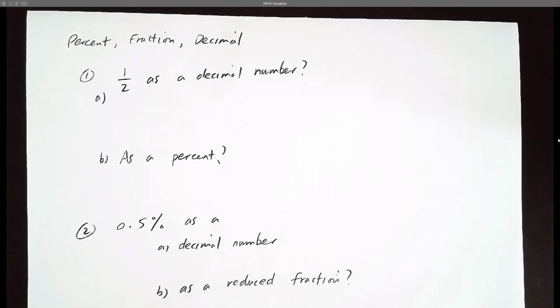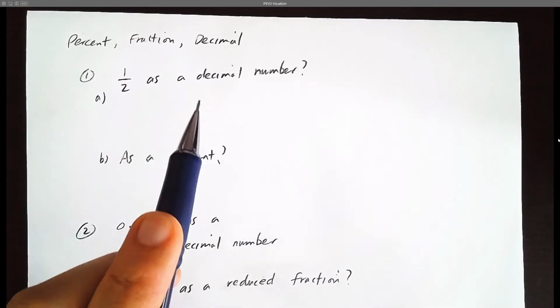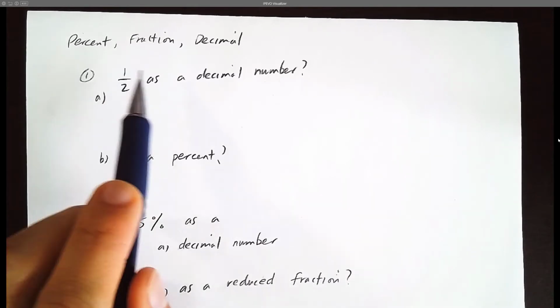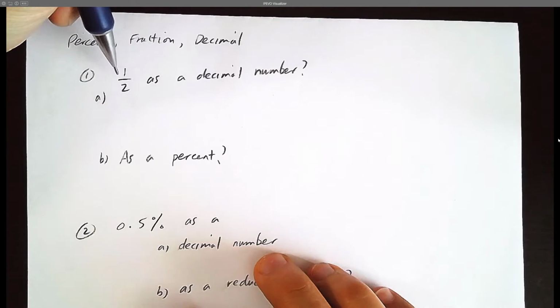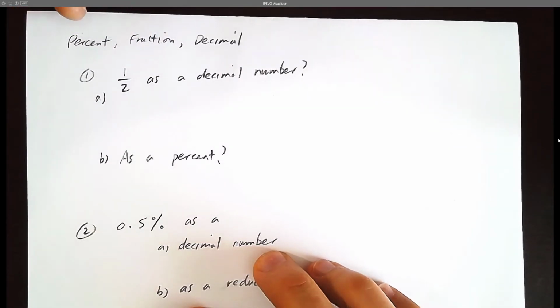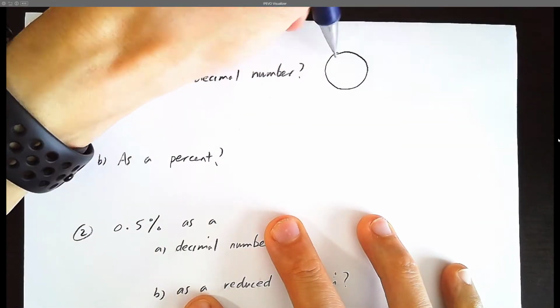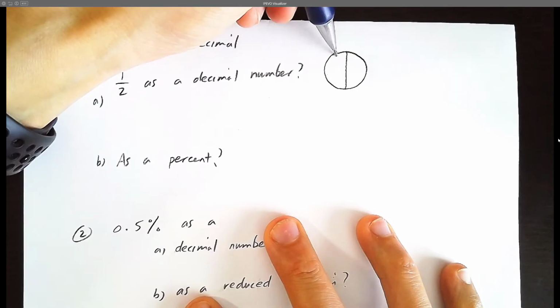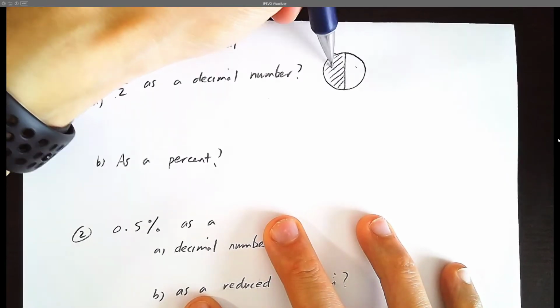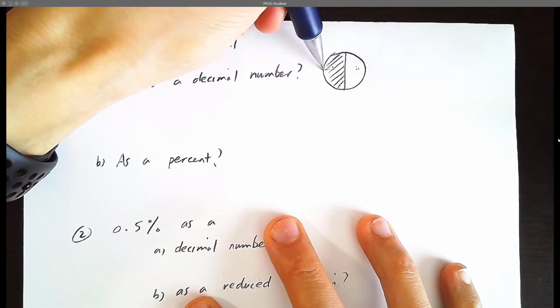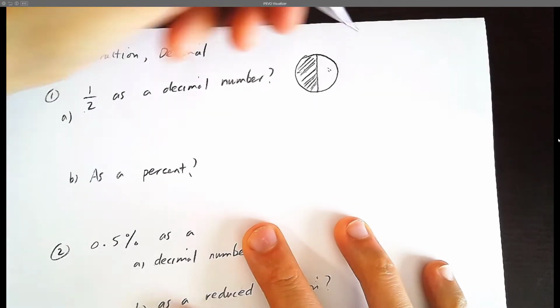Let's practice a question involving percent, fraction, and decimal. These three concepts are kind of connected. So what's 1/2 as a decimal number? We know that 1/2 means half a pizza. So the denominator 2 means how many pieces there are. And 1 out of 2 means you ate half the pizza.